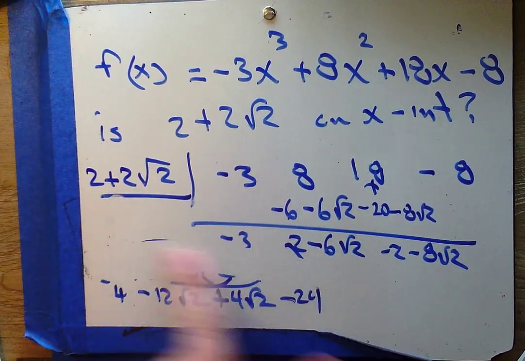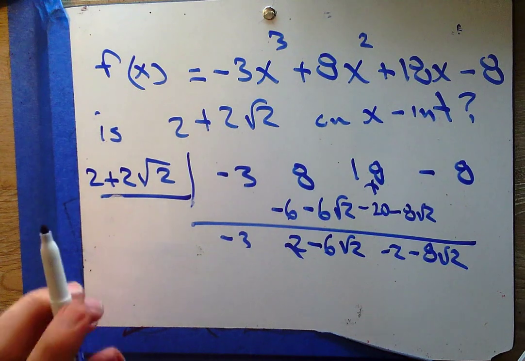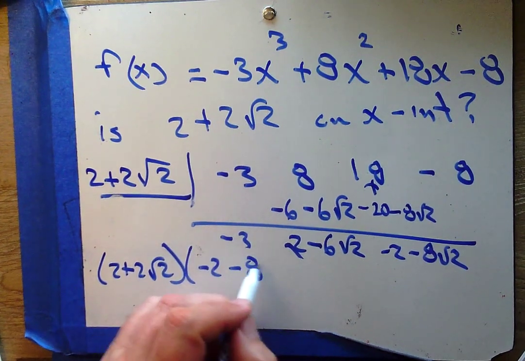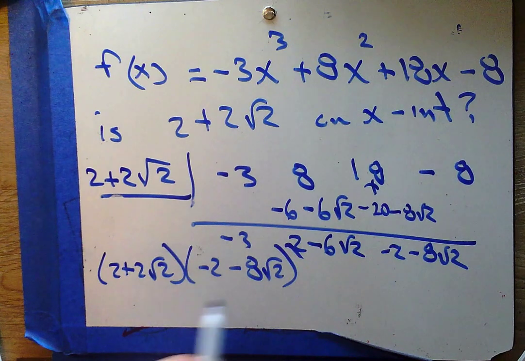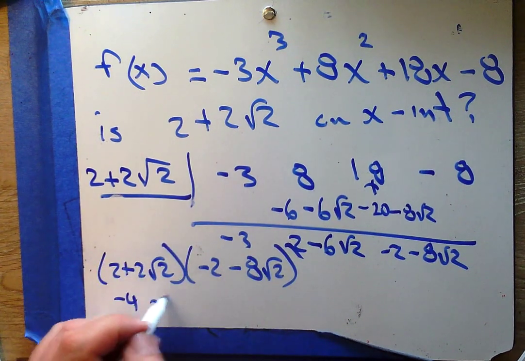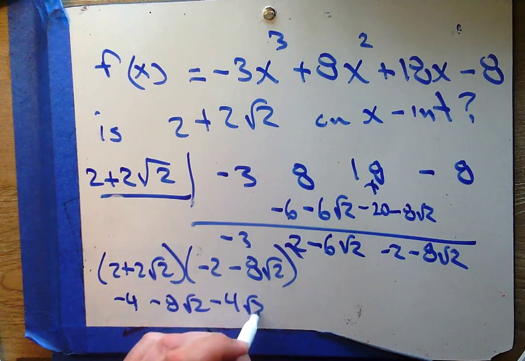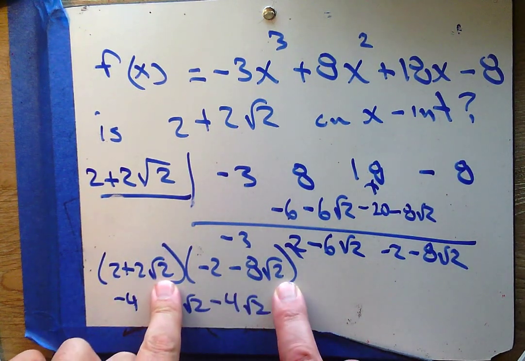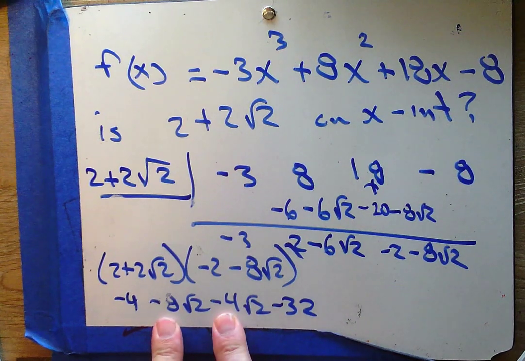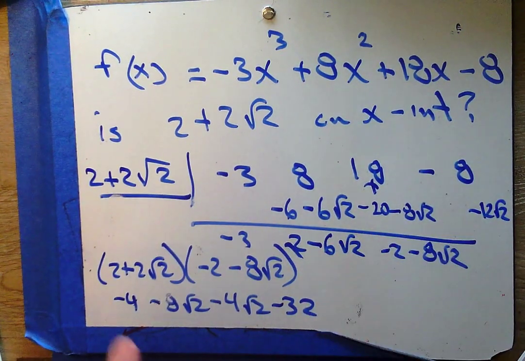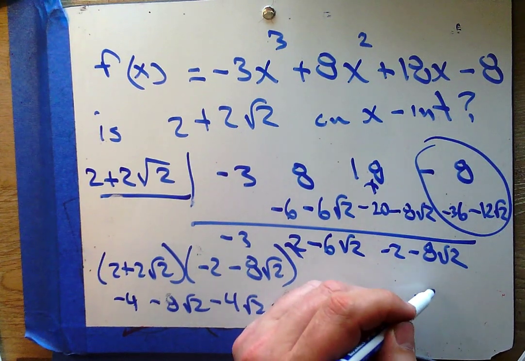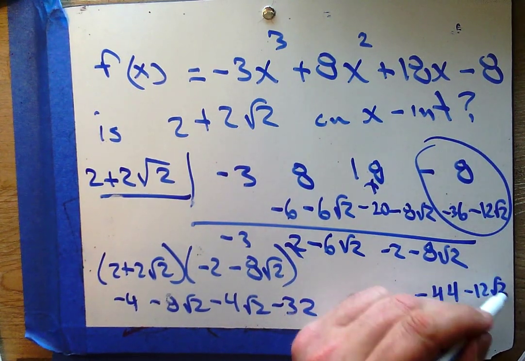FOILing time! Wow, you know, this math stuff, it's amazing that we learned how to multiply these things earlier, and now that's coming in so handy when I'm doing this other thing about breaking down this polynomial. So we've got negative 4, and we've got negative 8 root 2, and we have minus 4 root 2, and then when I do this with this, root 2 times root 2 is 2, times negative 16 is negative 32. And so what happens? I've got negative 12 root 2, and I got minus 36. So when I add these, I'm going to have negative 44 minus 12 root 2 as a remainder.